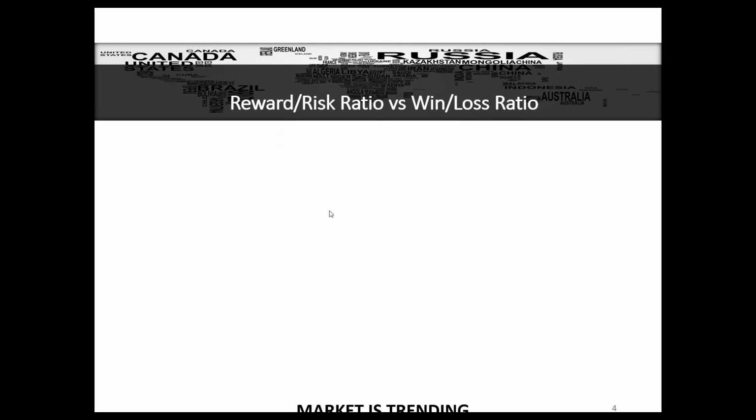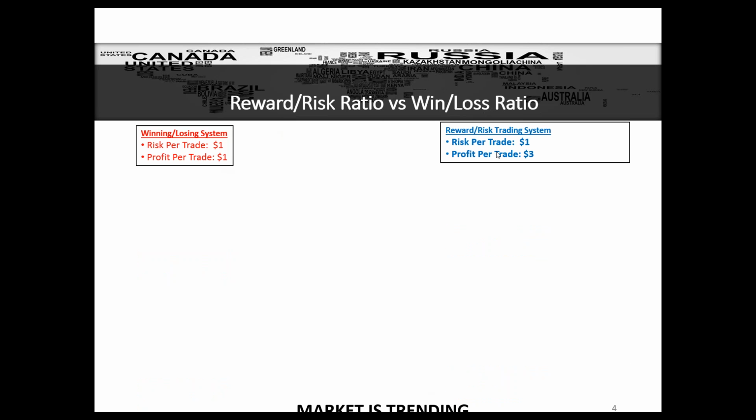Let me give you an example here. Let's assume the markets are trending. Say you have a red system that has a risk of $1 and a profit of $1. So you're risking $1 to make $1, so your reward risk is 1 to 1. Let's say over here you have a blue system that's risking $1 to make $3. In a trending environment, you're going to have a lot more scenarios where you win versus lose.